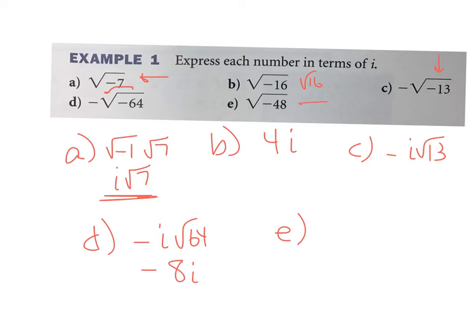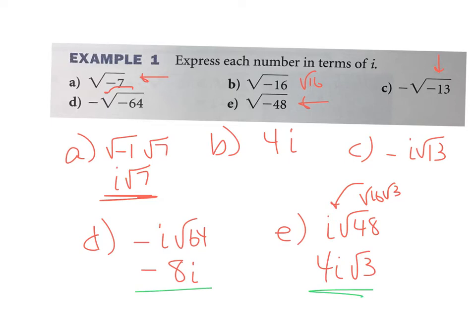Part E, same deal. Take out the i, make it square root of 48. And you're going to break down 48. 48 is really 16 times 3. So I'm going to take out the square root of 16. The square root of 16 is 4, but the 4i, I don't know the square root of 3. It stays in, and there they are.